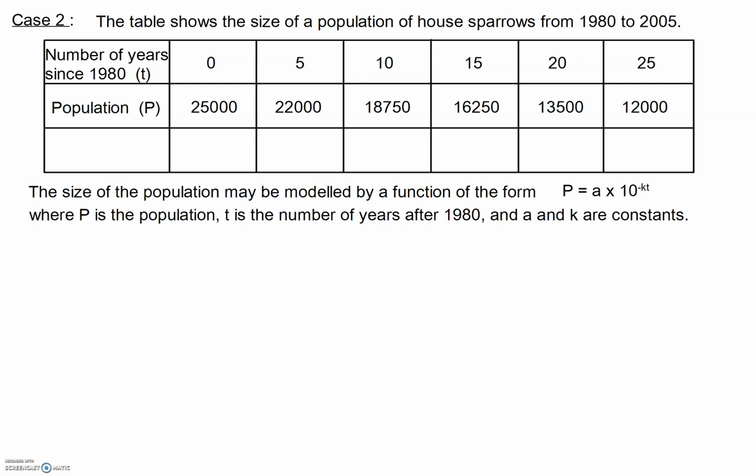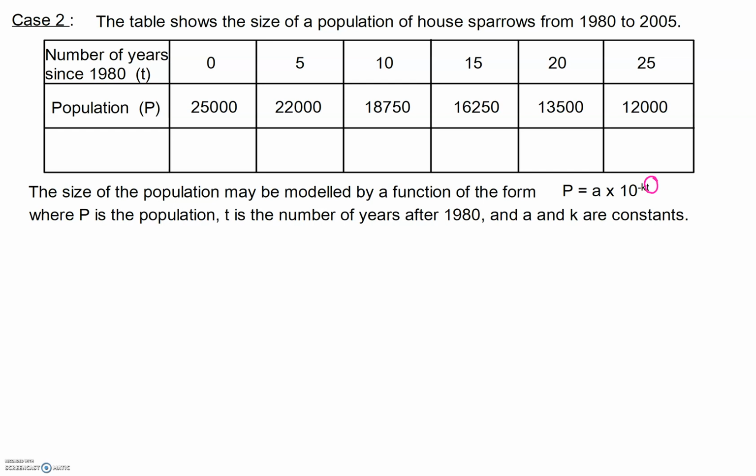So we're going to carry on with our modelling curves, and we're going to look at case 2. We looked at case 1 in video 1, and in case 2 we know that it is slightly different because the second variable t is now in the power. The table shows the size of a population of house sparrows from 1980 to 2005.